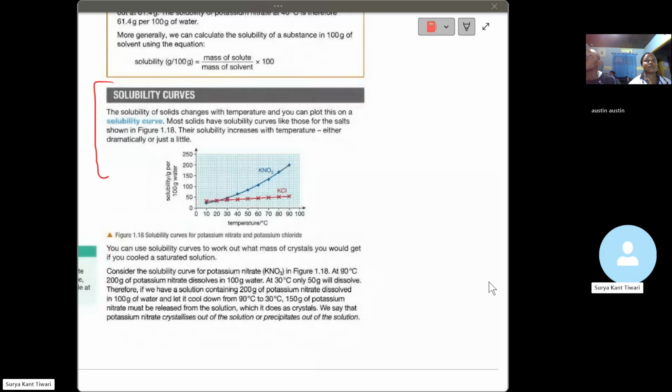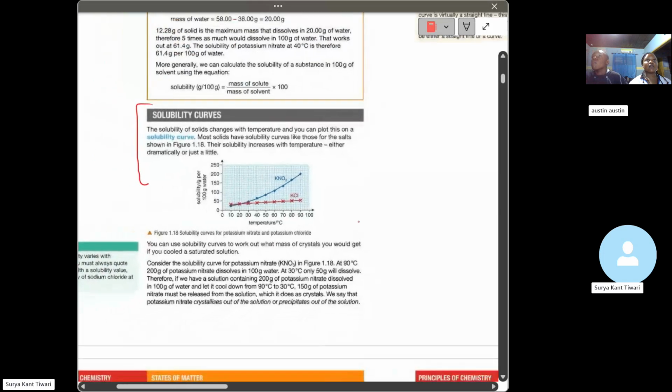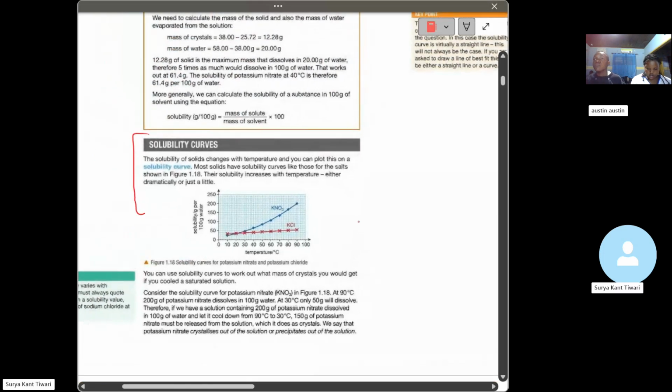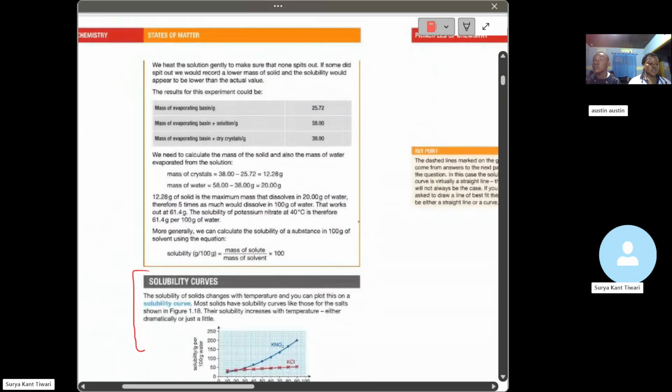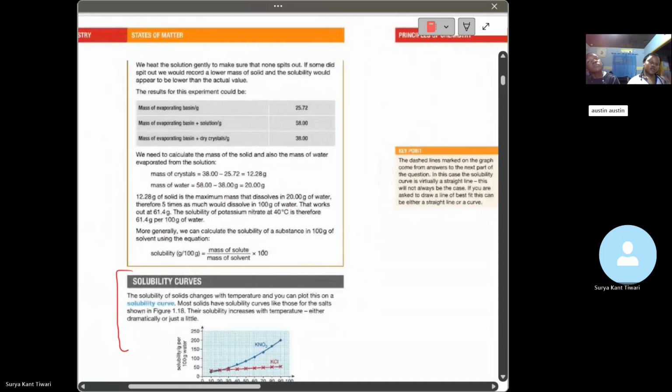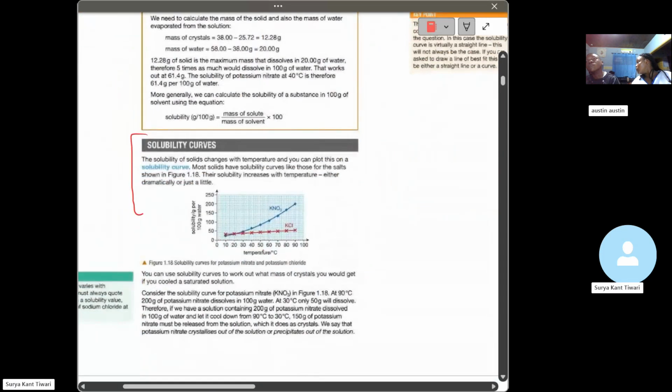You know what is solubility? You have water in the glass. If you mix sugar inside it, it will dissolve, right? Yes, sir. That is called solubility. It gets dissolved. Salt will get dissolved, right? Yes, sir. And then there is a solubility curve.